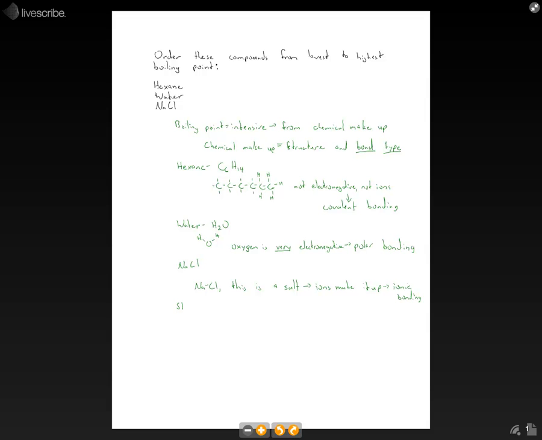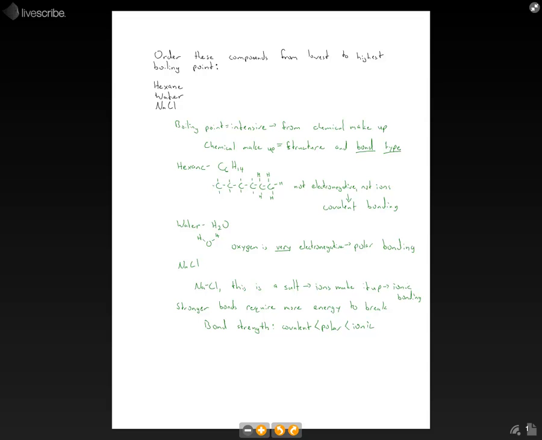Okay, and stronger bonds require more energy to break. And we can make a little bond strength note. That covalent is weaker than polar, which is weaker than ionic.